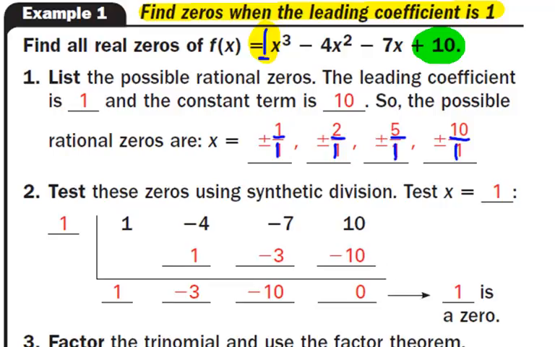So what this means to me is that the only numbers that can be zeros or solutions to this function are plus or minus 1, plus or minus 2, plus or minus 5, and plus or minus 10. And that's 8 numbers, and I've got to test those till I find one that works. Now, how will I know if it works? I'll know if it works if there's a 0 at the end of synthetic division.